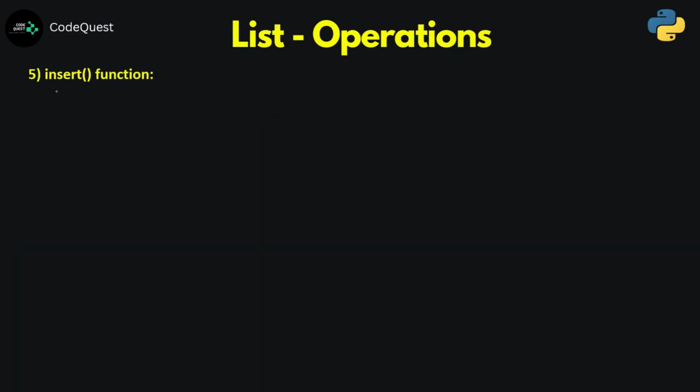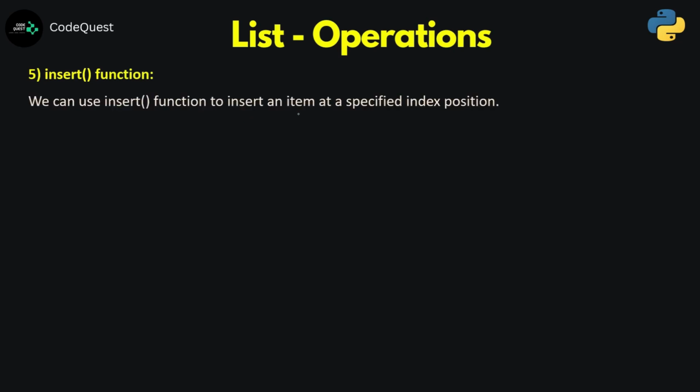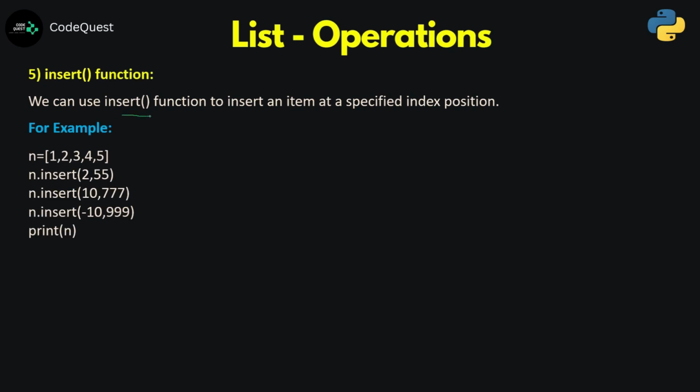Now coming to the insert function, this function I can use to insert an item at a specified index position. Earlier we have seen the append function was adding the item by default towards the end of the list. But if you are interested to place or add an item at a particular index position of my choice, then we can take the help of the insert function.